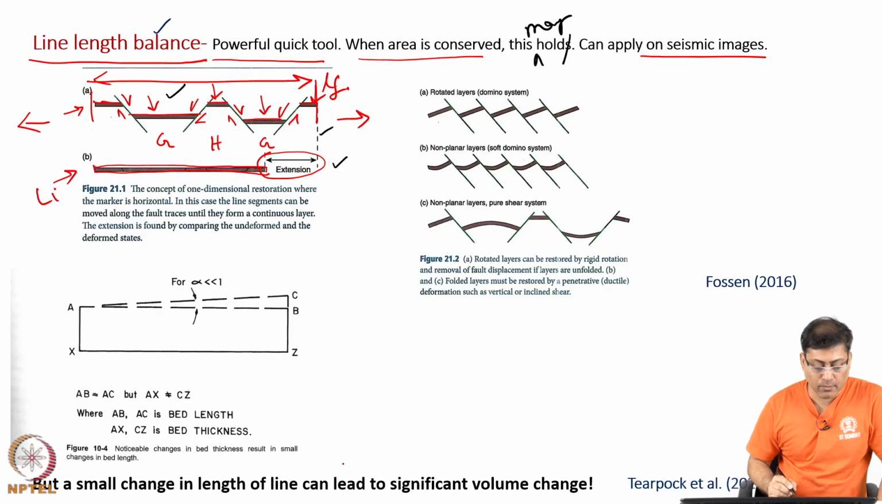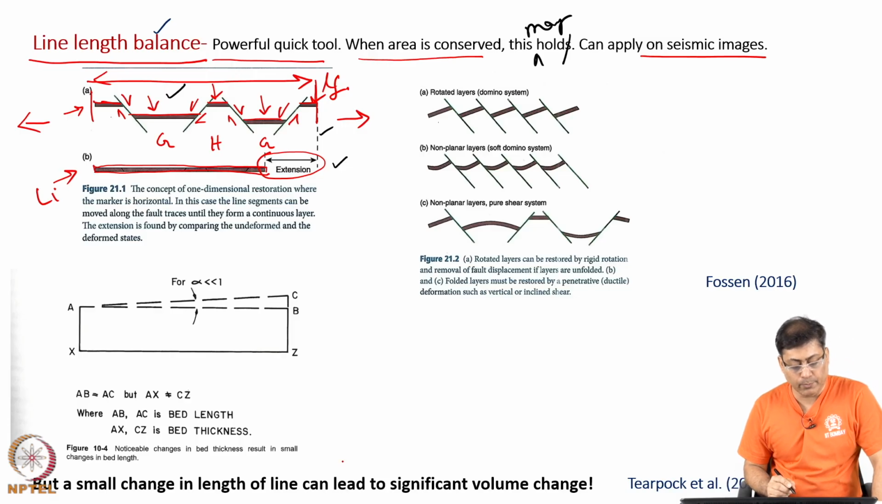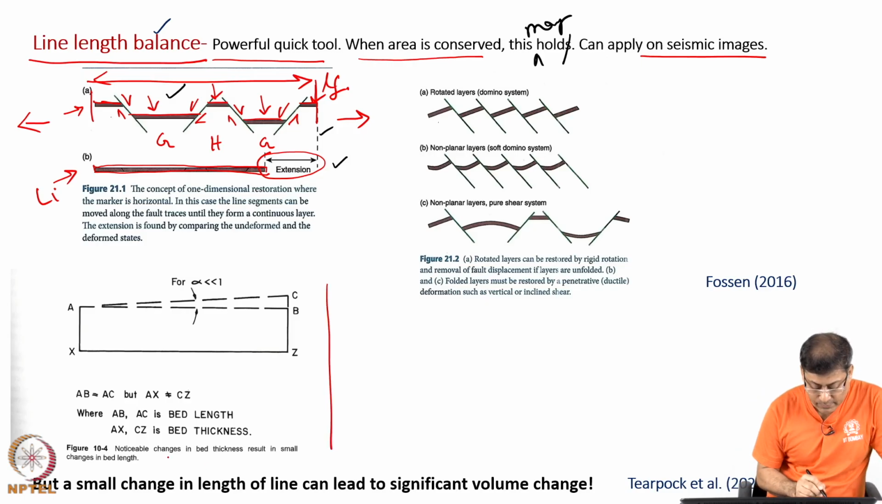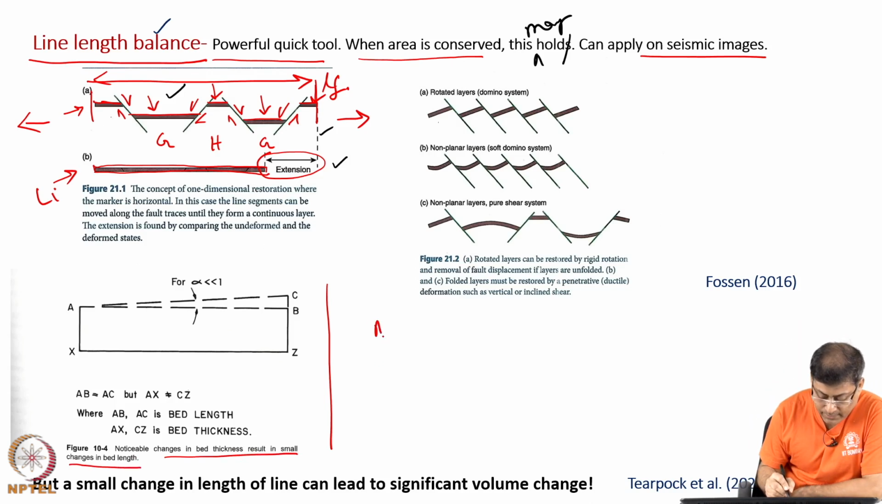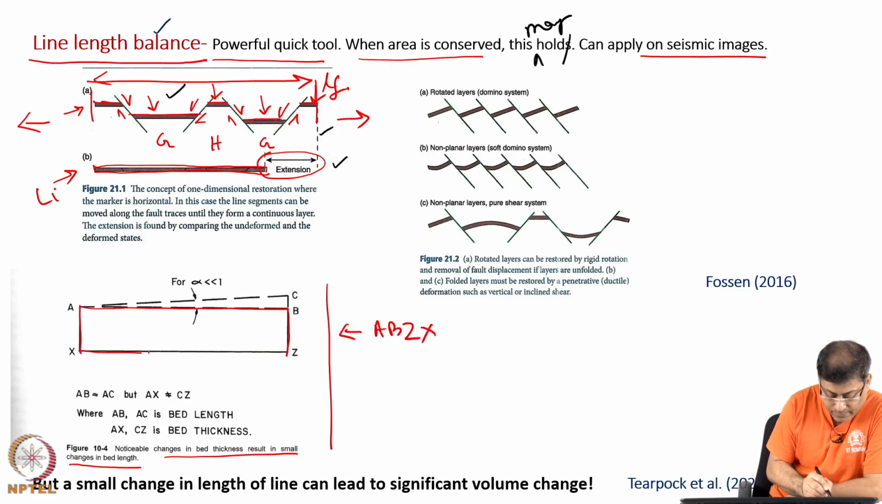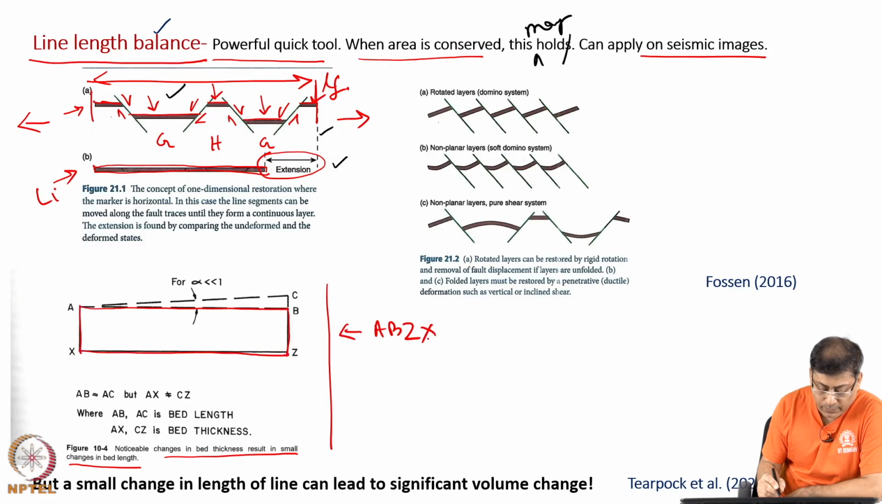One has to be aware of the problems of line length balancing as well. This is a case where a noticeable change in bed thickness can happen in my calculation if a small change in bed length takes place. What is that? Consider the rectangle ABZX in this diagram. Say this is a rectangular Boudin on which you are going to work, and as I have explained in detail, you try to restore from the several Boudinage rectangular blocks.